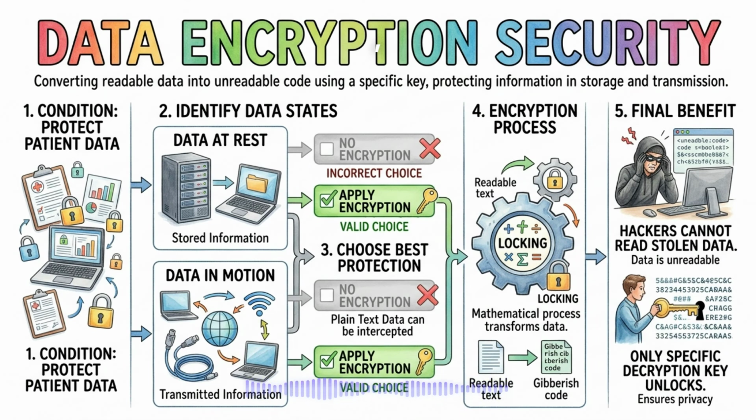Encryption is a complex mathematical process that scrambles readable text into an unreadable format, which can only be unlocked with a specific decryption key. You must understand the difference between data at rest, which means data stored on a hard drive, and data in motion, which means data traveling over the internet. Strong security programs use encryption for both states to ensure that even if data is stolen, the hackers cannot read it.